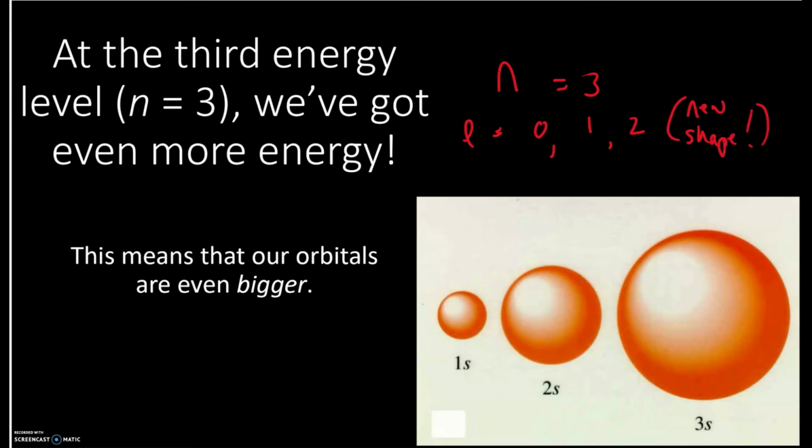Well, what are our original shapes? We've got our s orbitals. That's the 0. And look how much bigger it is right here than the 1s or the 2s, because we've got even more energy. And that means our orbitals are bigger. They still only hold 2 electrons, but they're bigger, so they stay out of the way of the others. And that's our s. And we also have our p's, which are going to be bigger. Let's take a look. And we also will have a new shape that we haven't seen yet. So let's take a look at what our p's look like.